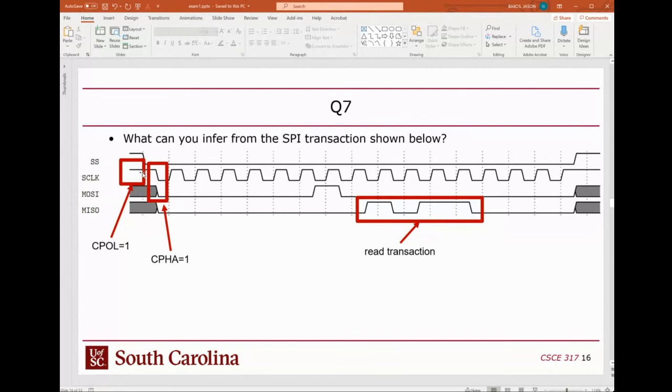And then you can tell a few other things. If you look at the clock before the transaction begins, it's 1. That probably means CPOL is 1. And you can see that the first time that the data changes is also the first time the clock changes. So the clock and the data change at the same time. That probably means that CPHA is 1. And so, oh, I guess I didn't put the actual answer there. But I think basically it was read transaction, and I think one of these 2 was part of the correct answer.